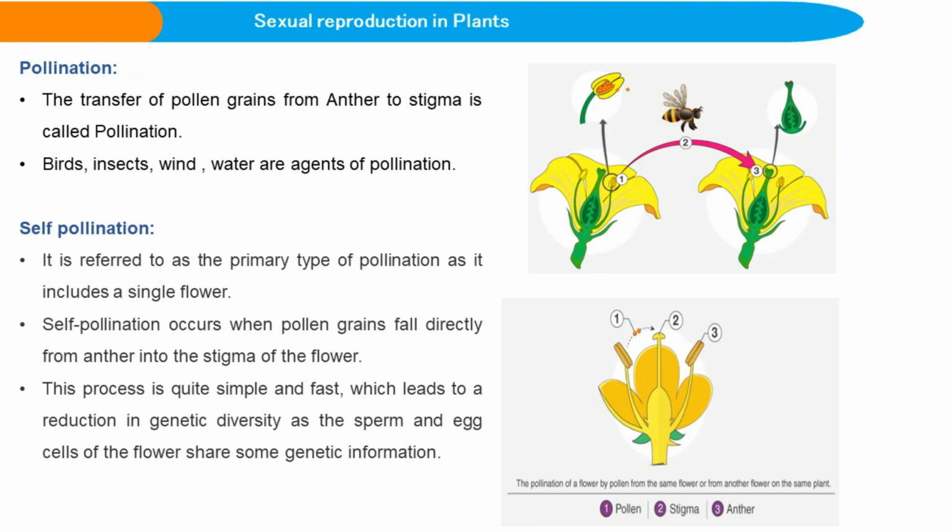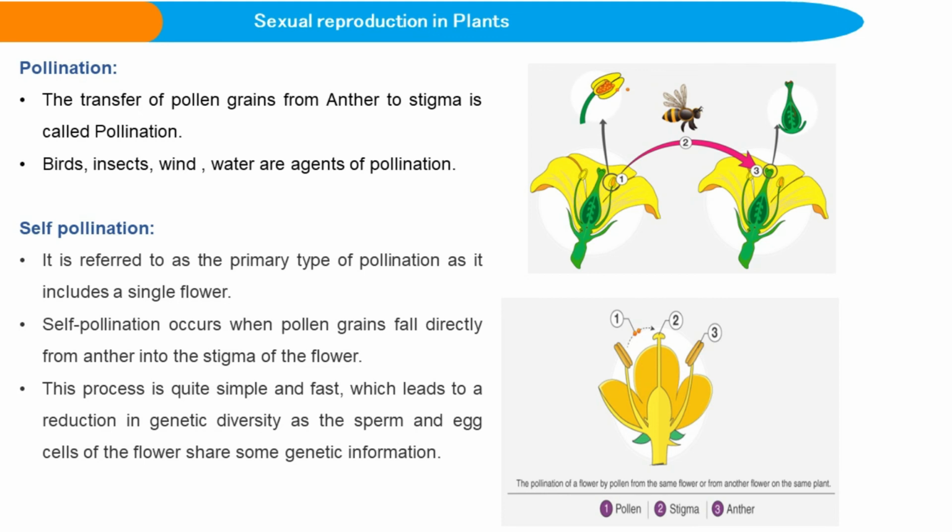And moving on to pollination. What do you mean by pollination? The transfer of pollen grains from anther to stigma is called pollination. That means the pollen grains, that is male gametes, transfer from the anther of the stamen to the stigma of the carpel. That is called pollination.